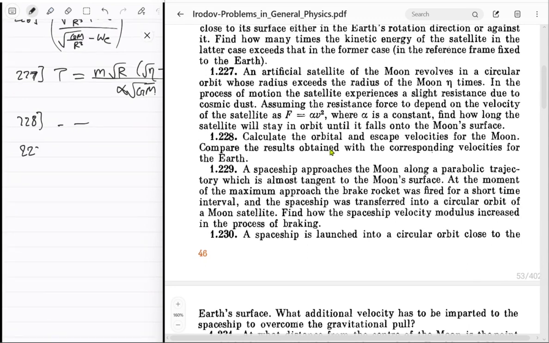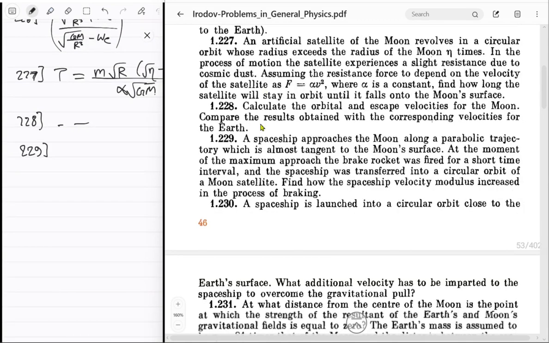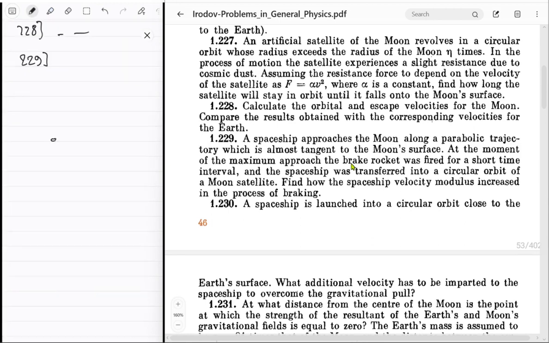2.29. A spaceship approaches the moon along a parabolic trajectory, which is almost tangent to the moon's surface. At the moment of maximum approach, the brake rocket was fired for a short time interval. Okay, so you got a spaceship. This is the moon. It is approaching the moon along the parabolic trajectory, which is almost tangent to the moon's surface. What? The moon's surface?